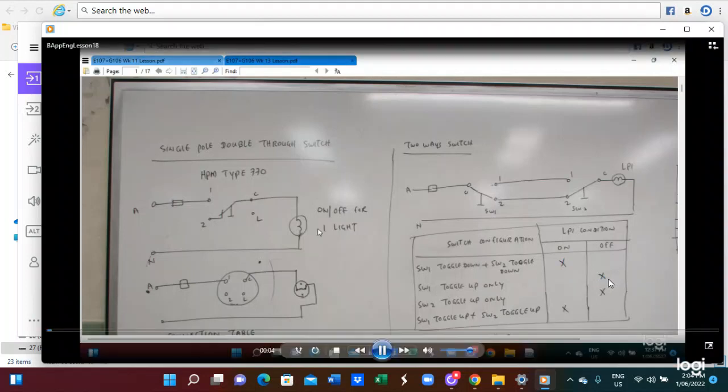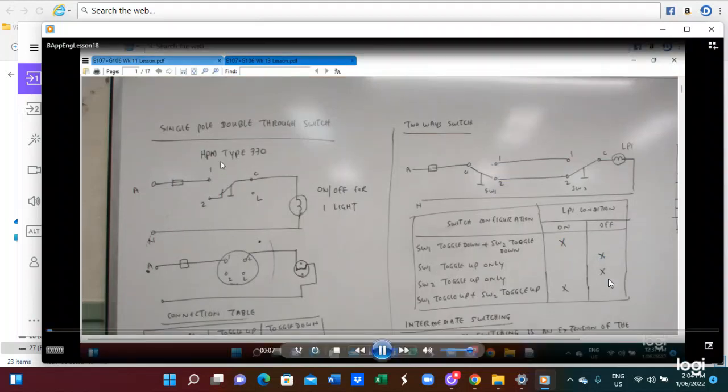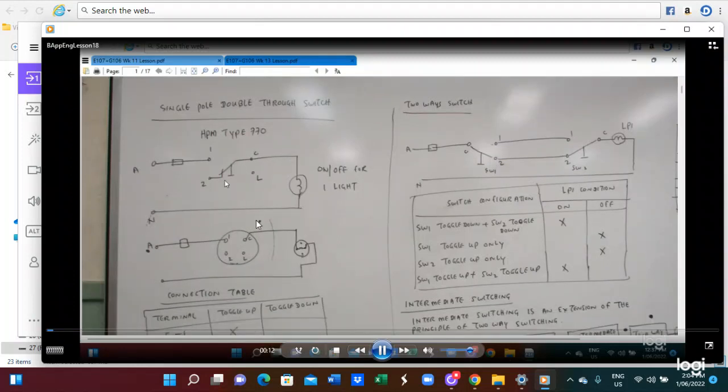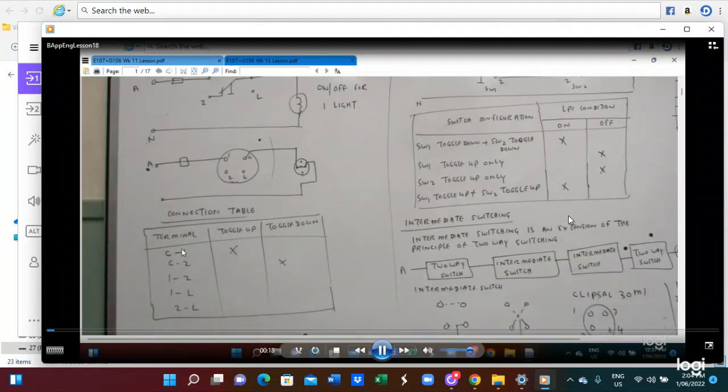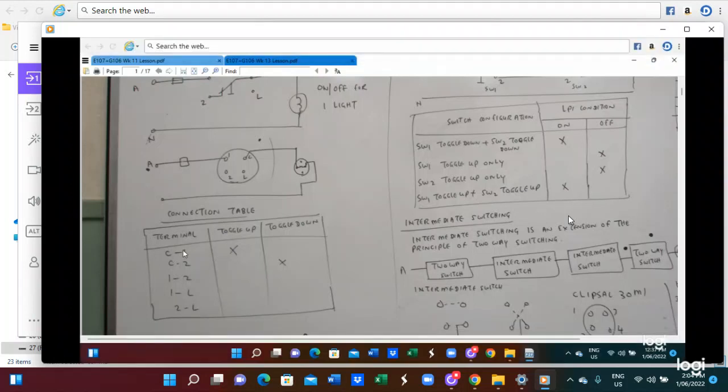So today's lesson, we are talking about the single pole double throw switch. Those are the single pole double throw switch connection diagram, and also the toggle switch diagram. So this one I mentioned about the connection of the single pole double throw switch and the switching diagram.